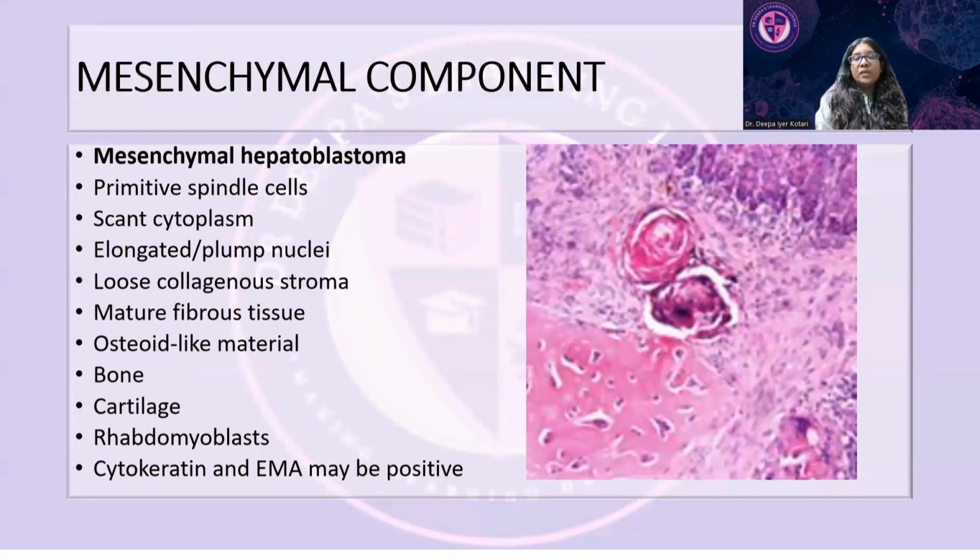And these are often even more prominent because the mesenchymal reaction after chemotherapy is much higher. So post-treatment resection samples can have more mesenchymal elements. Other heterologous elements, including bone, cartilage or rhabdomyoblasts, also can be seen in hepatoblastoma.